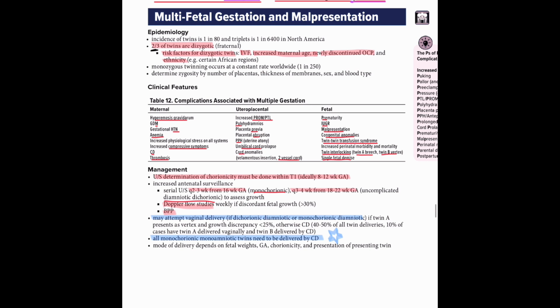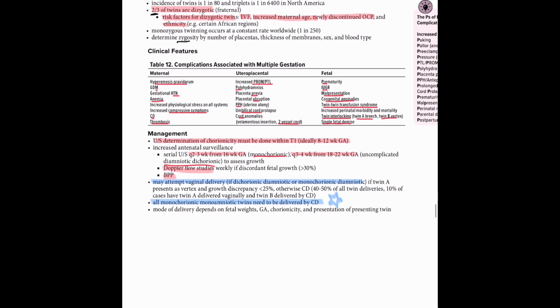And how do you determine the zygosity? You see the number of placentas, you see the thickness of membranes, you see both of the twins, their sex and their blood type. So that helps you know their zygosity. If they're identical, then it's monozygotic. If they're fraternal, then it goes to dizygotic. Okay, and now we're going to talk about a little bit of their complications.